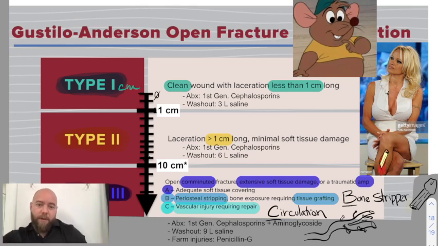There's a lot of landmark articles and literature out there that says these guidelines need to be followed based on the Gustilo-Anderson classification. So this is the basis for a lot of things. So I hope this helps you guys, and let me know if you have any questions.